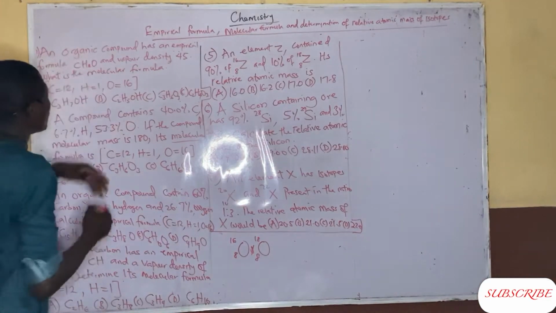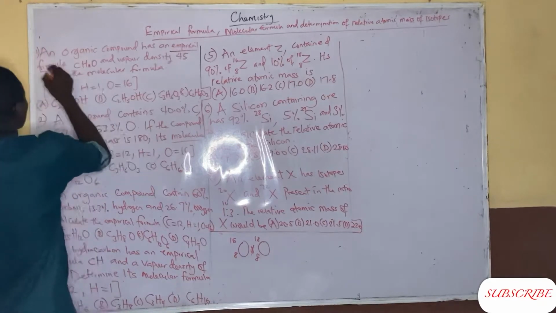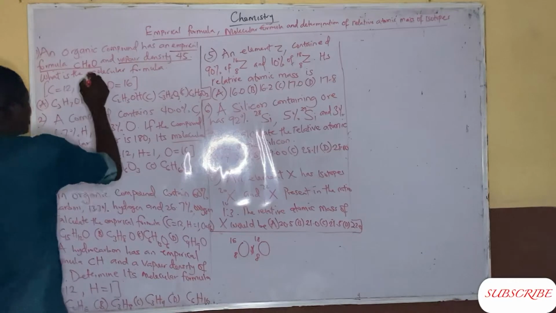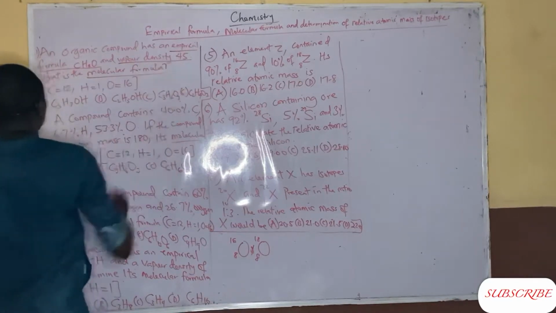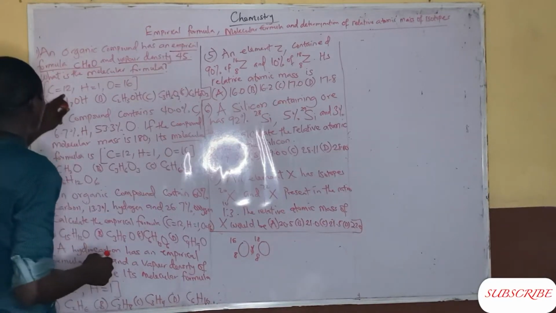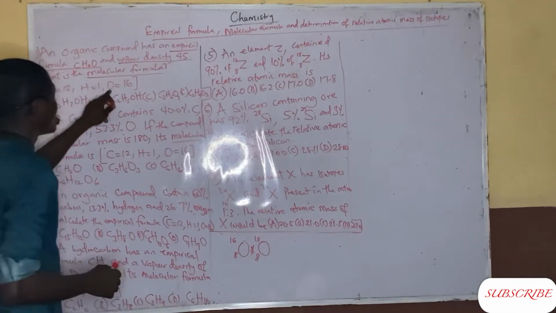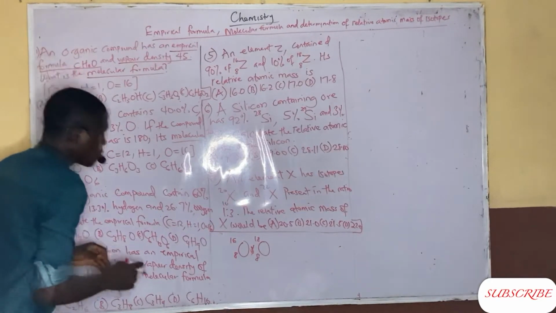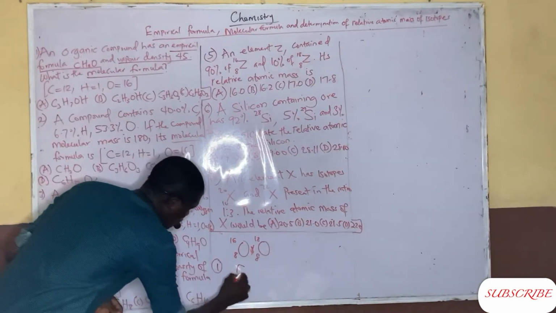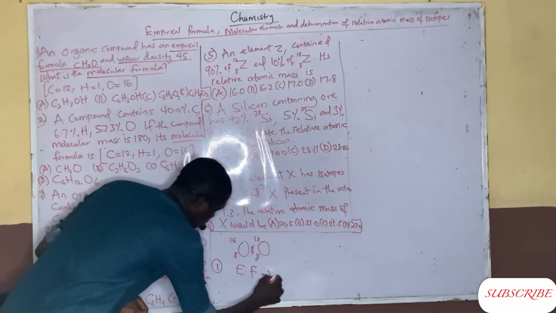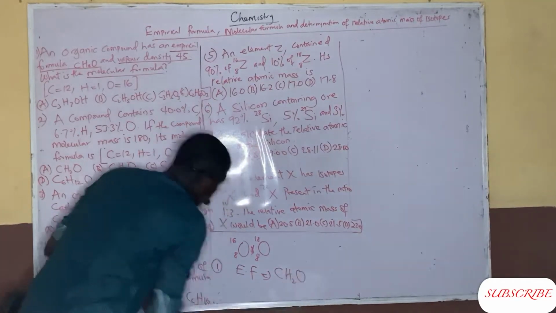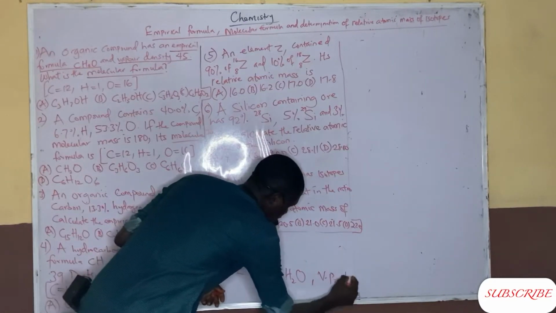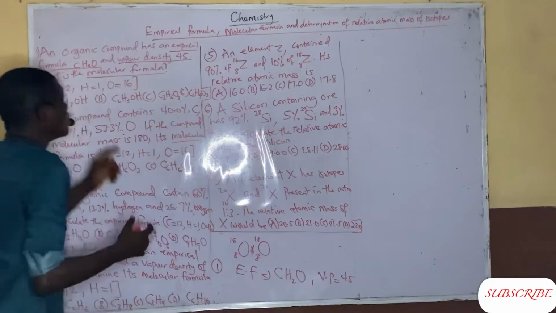Now, an organic compound has an empirical formula of CH2O and a vapor density of 45. What is the molecular formula? Given that C is equal to 12, H is equal to 1, oxygen is equal to 16. Now, we are given that the empirical formula, EF, of a given compound is CH2O, and we are also told that the vapor density is 45. Now, we are asked to calculate the molecular formula.